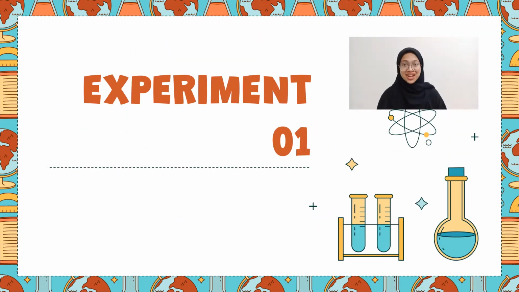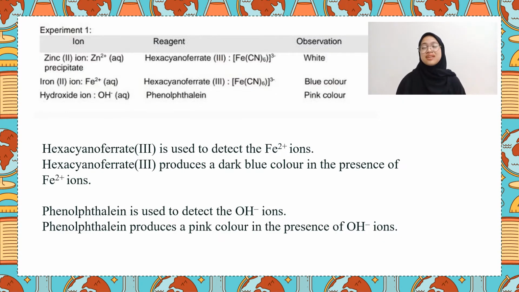Everyone, now we will discuss experiment 1. From the table below we can see some materials and results from the observation. First we need to know what hexacyanoferrate is. Hexacyanoferrate is used to detect the Fe2+ ions. Hexacyanoferrate will produce a blue color in the presence of Fe2+ ions.